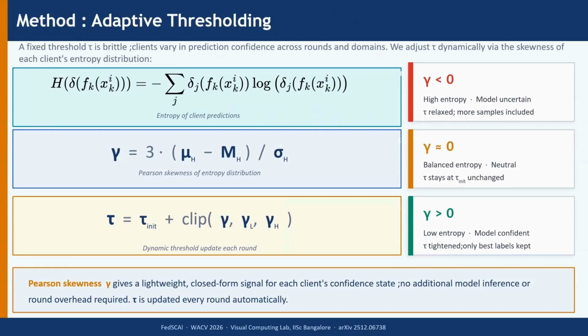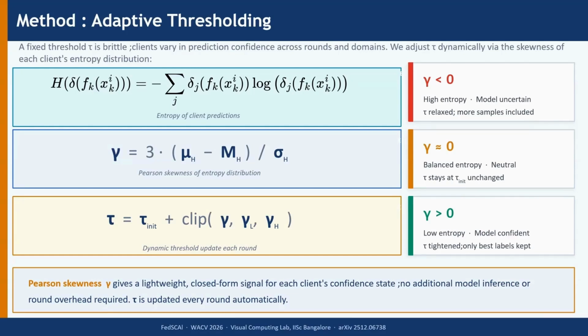Another practical challenge remains the confidence threshold tau. A fixed threshold is brittle. If we set it too low early in the training, you flood alignment with noisy labels. And if you set it too high, you end up filtering out too many samples, so you don't have anything to train on. Additionally, different clients with different domain gaps need different thresholds at different points of training.